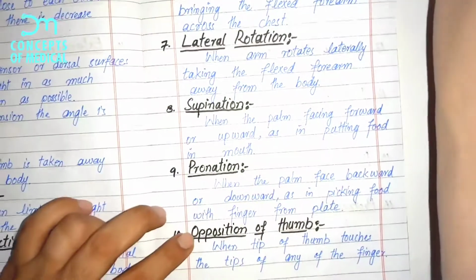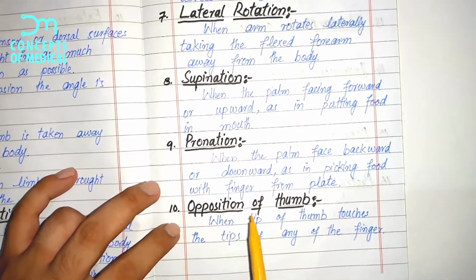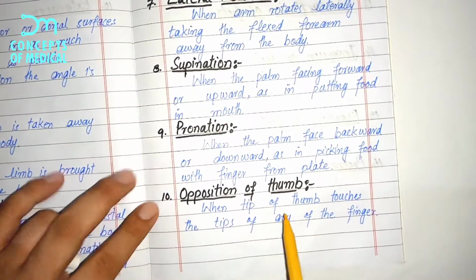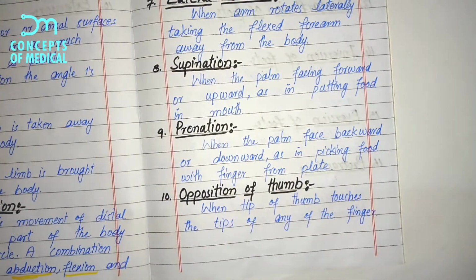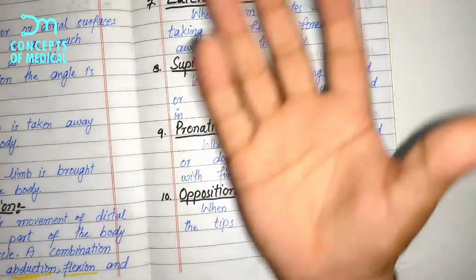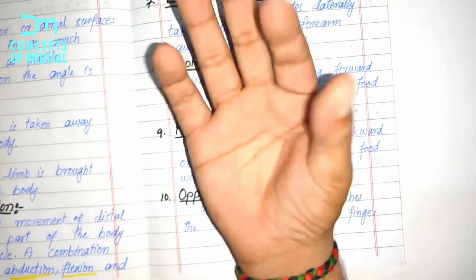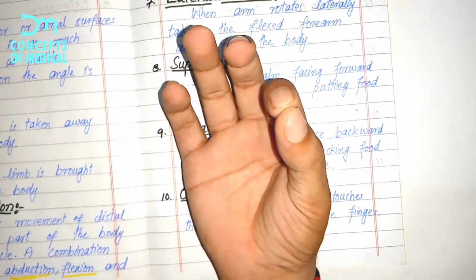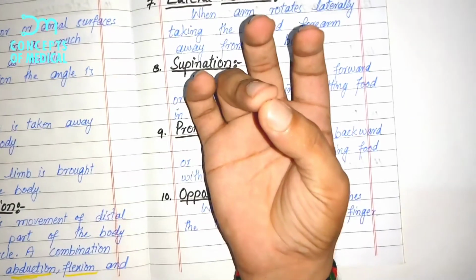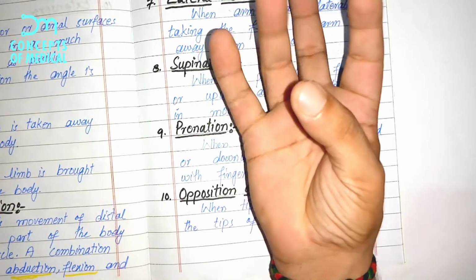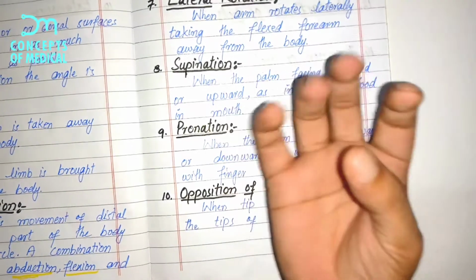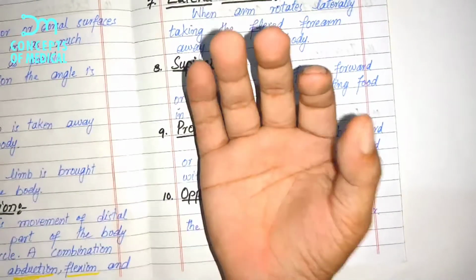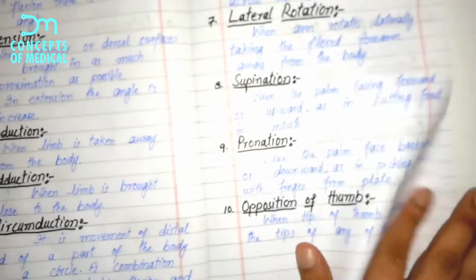Here another term is apposition of the thumb. So what is apposition of the thumb? It is when the tip of the thumb touches the tips of any other finger. It means that this is my thumb, right? When the tip of my thumb touches this fingertip or this one or this one, all these movements are called apposition of the thumb, right?